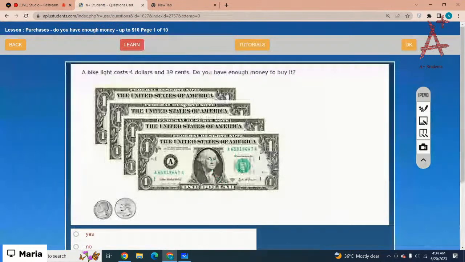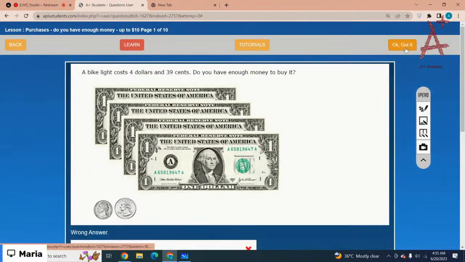Okay, that's the one we just did. A bike light costs $4.39. Do you have enough money to buy? No, that is 4.30. Got it? But the money you need is 4.39. Got it?